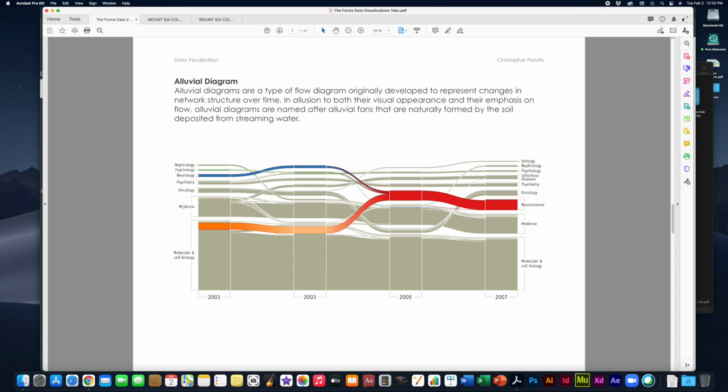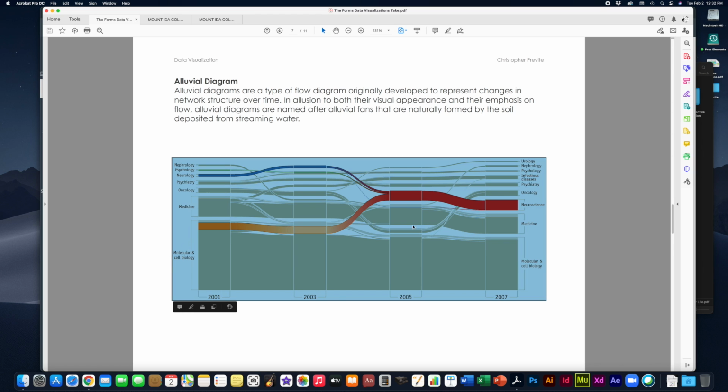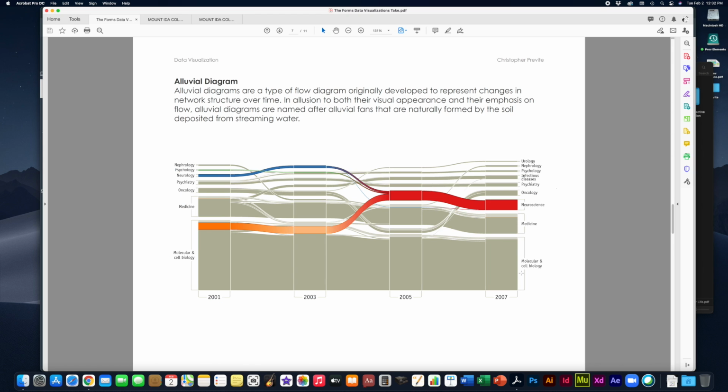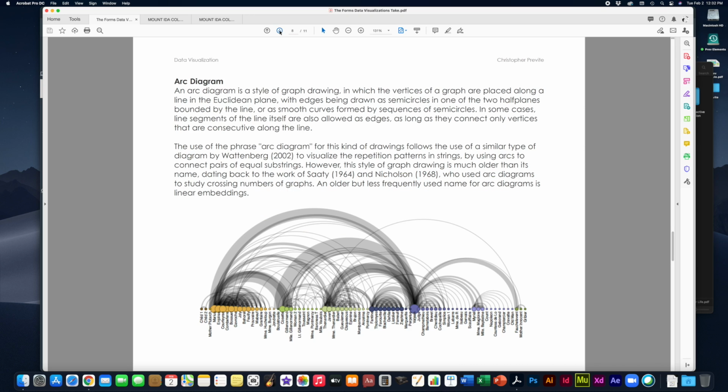And you can see that there's a relationship between the types of areas of medicine listed on the left-hand vertical axis and the right-hand vertical axis. These things are related to each other based on how the flow goes, as it were. So that's another really cool, interesting diagram.